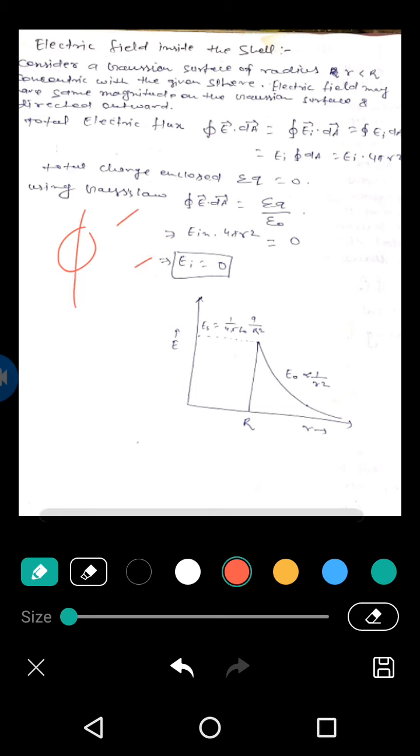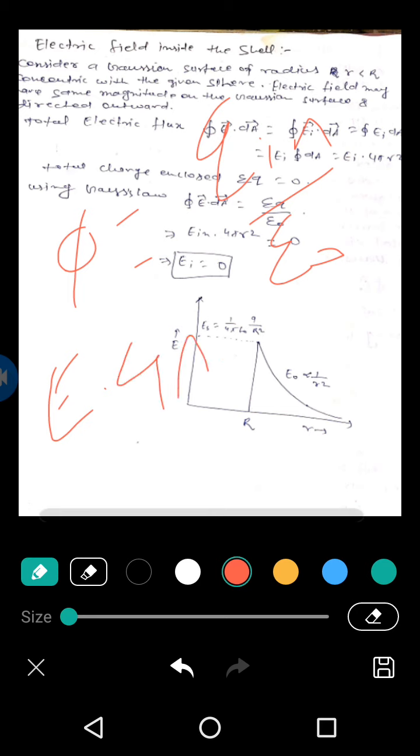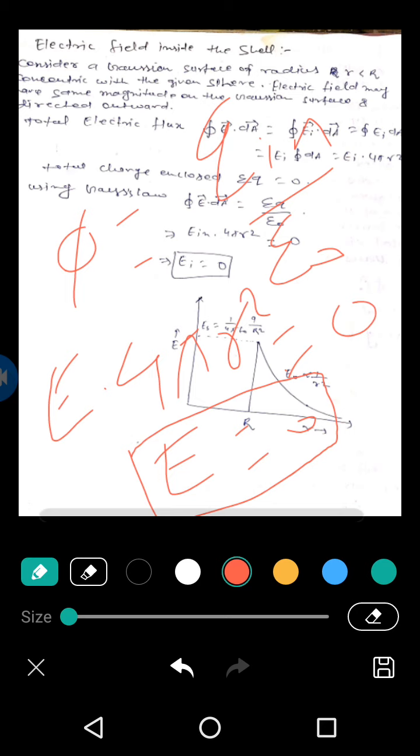Phi equals charge inside the Gaussian surface divided by epsilon naught. Here flux is E into 4 pi r square, and this equals 0 because there is no charge inside this Gaussian surface. Now E equals 0. That's why electric field inside the shell is 0.